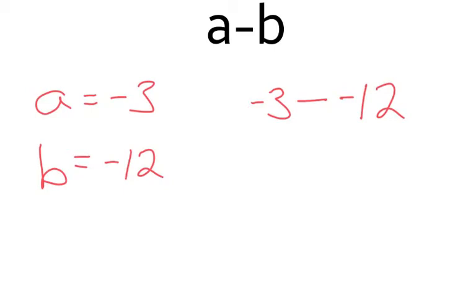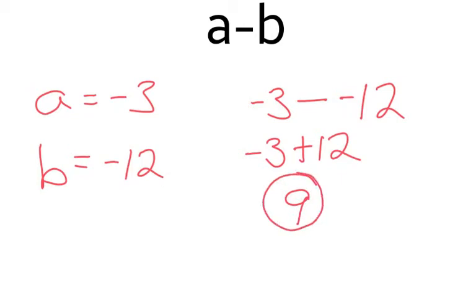So negative 3 minus negative 12, I'm going to change this into negative 3 plus the opposite of negative 12, which is a positive 12, and now this becomes a little bit simpler. Negative 3 plus 12 is different signs, difference. 12 minus 3 is 9. And I take the sign from the larger value, which in this case is the 12, which is a positive. So that would make my answer positive 9.